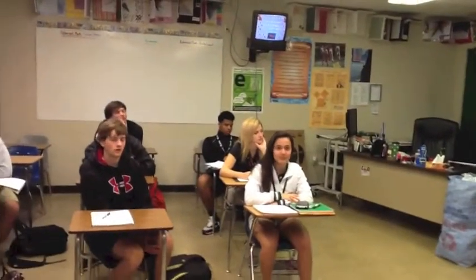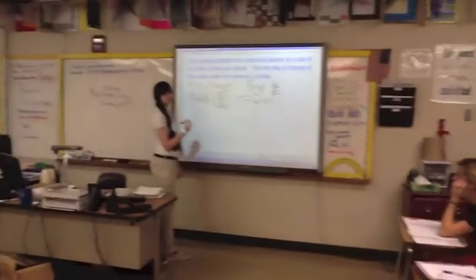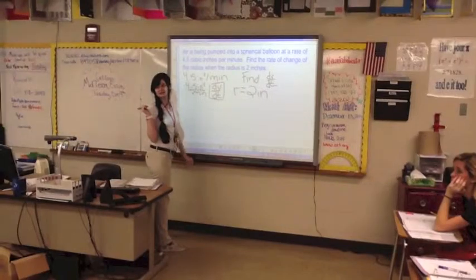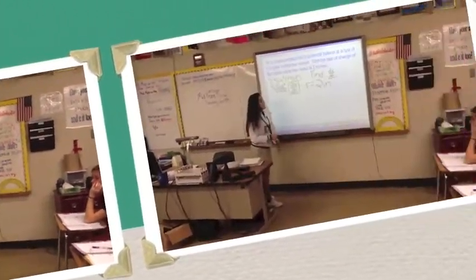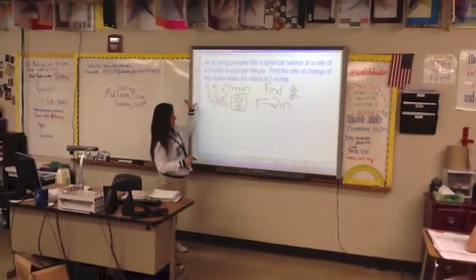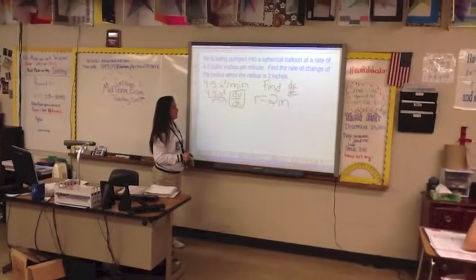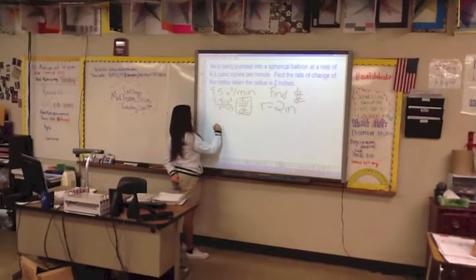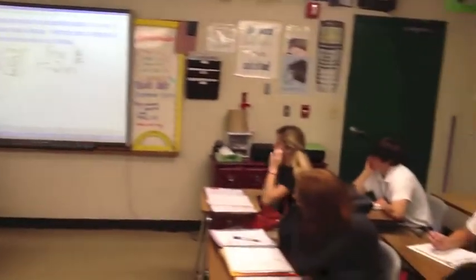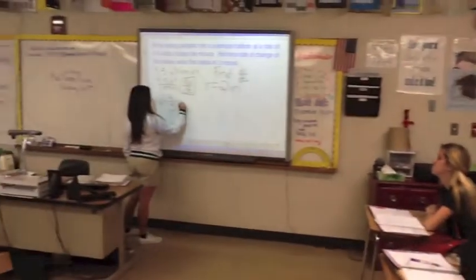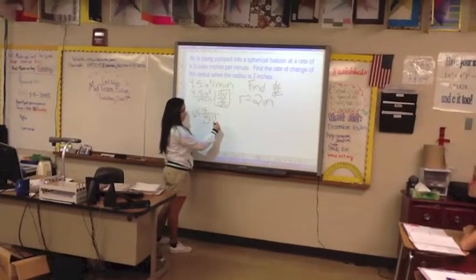Okay, so Lauren, pick somebody to tag you out. What do we do next? Okay, we have to find a formula that connects all of this stuff together, which we already said was volume. So what is the volume? Equals 4/3 pi r cubed.